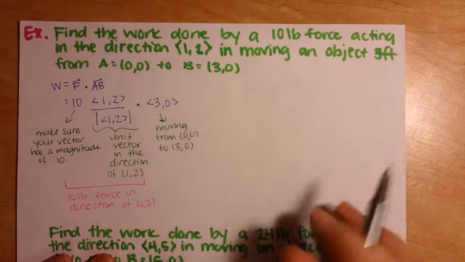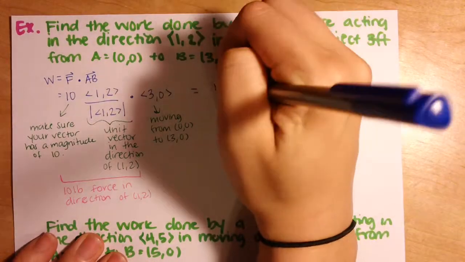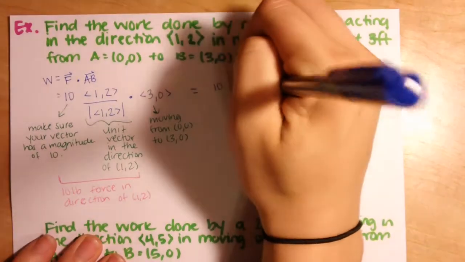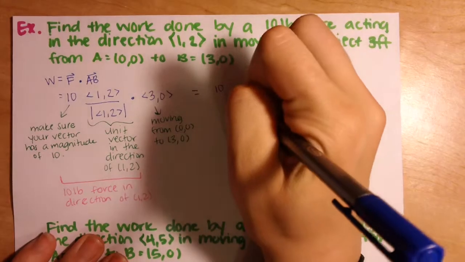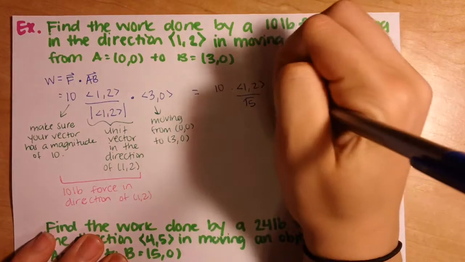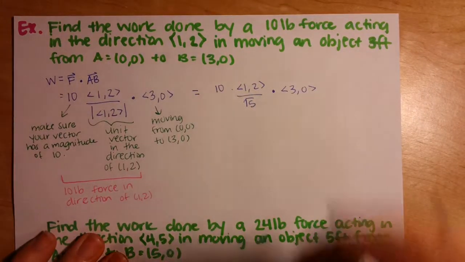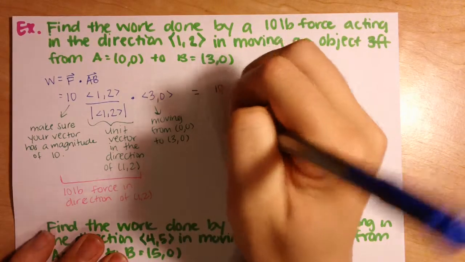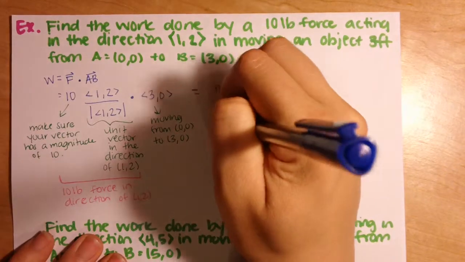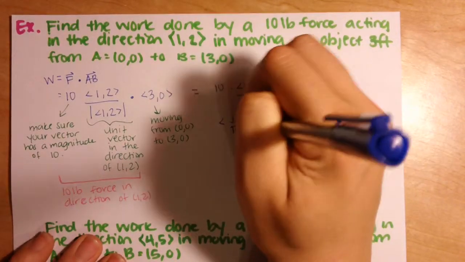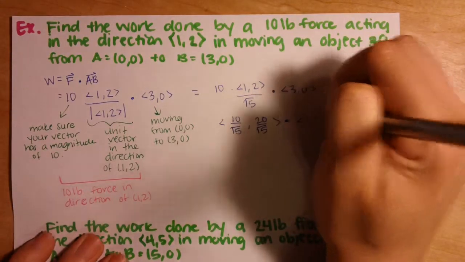So now let's work this out. So it's going to equal 10 times 1, 2, and the magnitude of this vector is square root of 1 squared plus 2 squared, so the square root of 5, dot 3, 0. Now I can multiply this 10 in and divide by the square root of 5, so I have 10 over the square root of 5, 20 over the square root of 5, dot 3, 0.